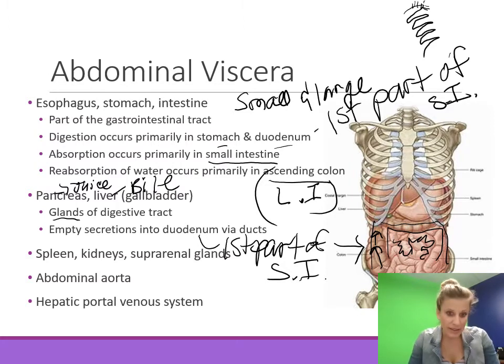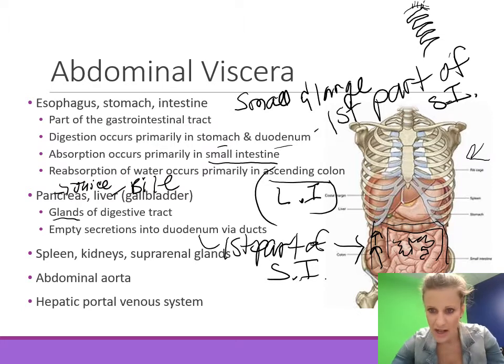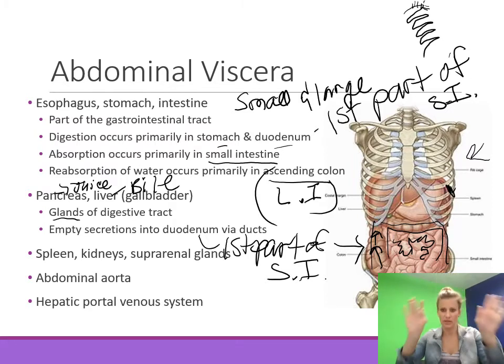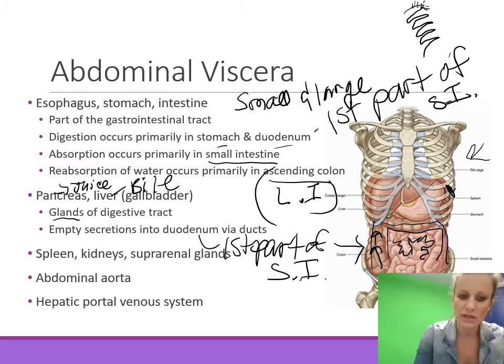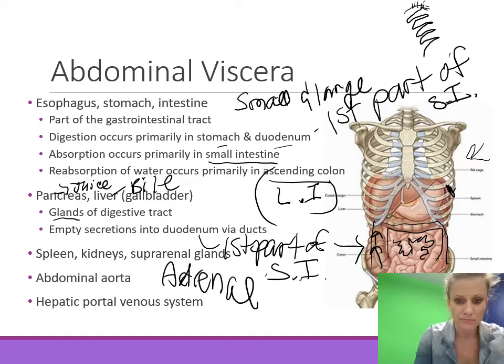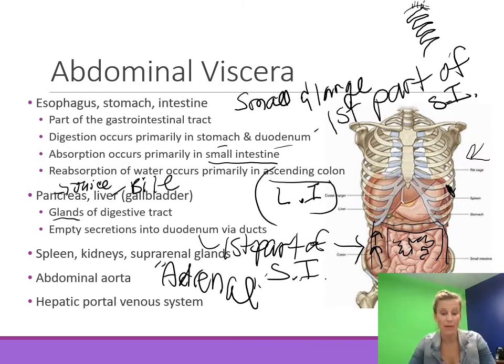The spleen and kidneys and suprarenal glands are also present in the abdomen. They can't be seen well in this picture because they're actually located posterior to the organs that we're looking at. The spleen you can kind of see poking out a little bit over here. The kidneys are located retroperitoneally, or behind the peritoneal membrane. And the suprarenal glands, also called the adrenal glands, are located on the top of each of the kidneys.